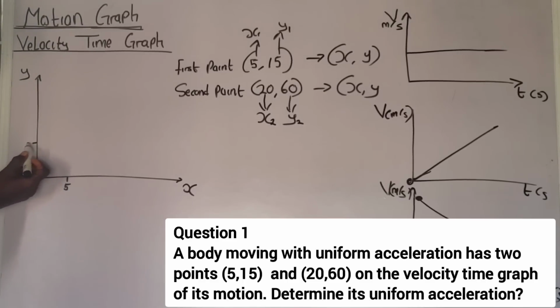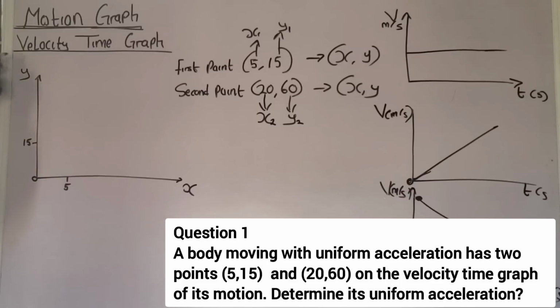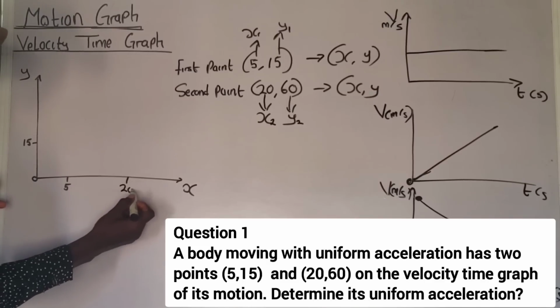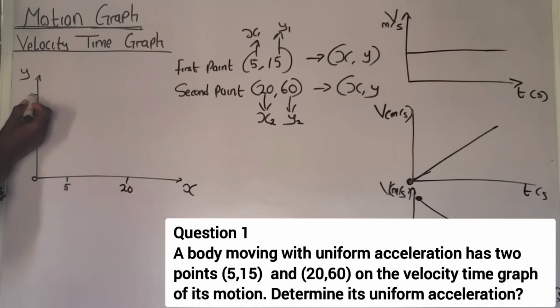Now for y1 we have 15, so let me put 15 here. I'm just trying to plot the point, because we are asked to calculate the uniform acceleration and we are dealing with a velocity time graph. So let's plot x2. x2 is 20, so we're going to have 20 here, and y2 is 60, so we're going to have 60 here.